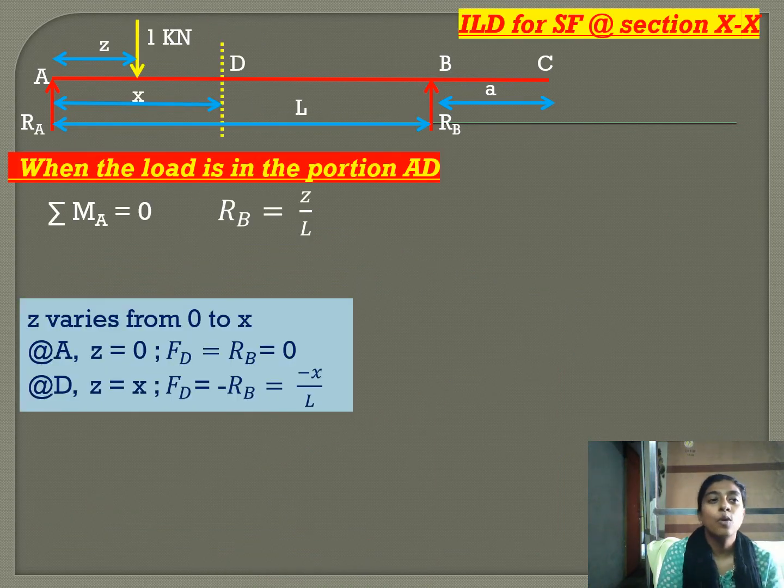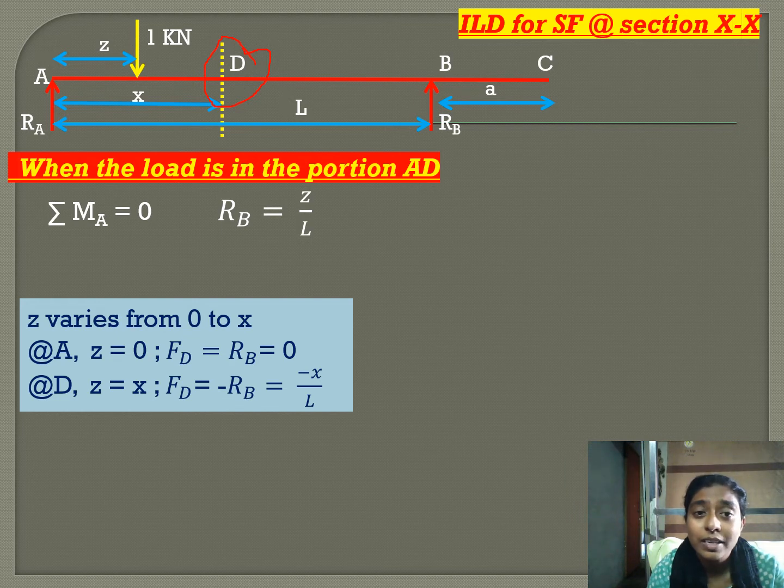Now, we will go for finding the influence line diagram for shear force. Shear force is always taken at a section. So, for this case, our section is taken at D. And we have three portions. That is, our unit load is varying from A to D, D to B and B to C. Unit load is in the portion AD, unit load is in the portion DB and unit load is in the portion BC.